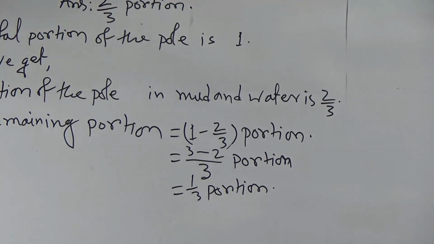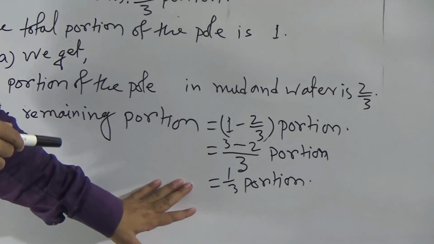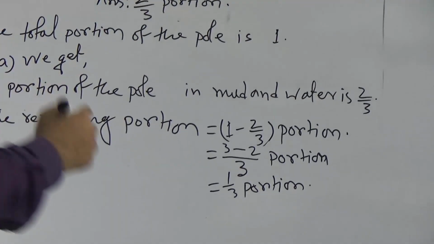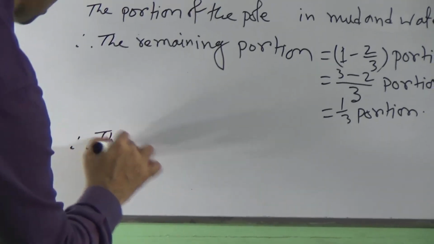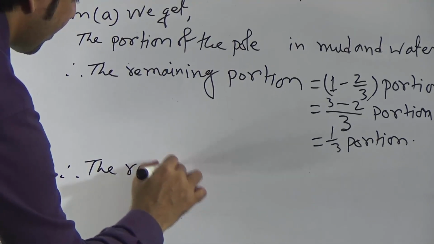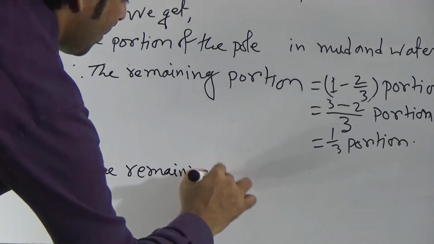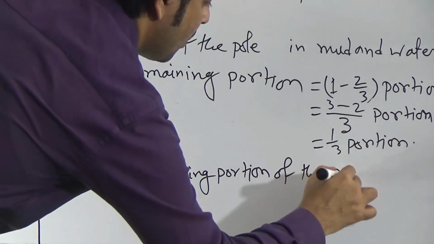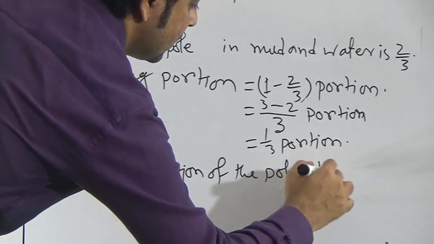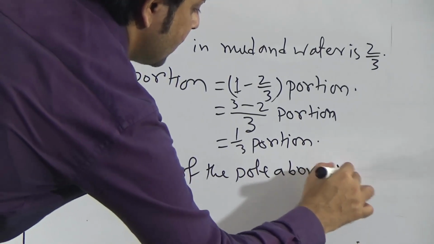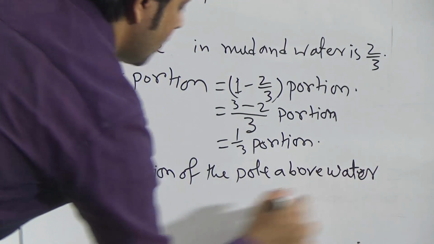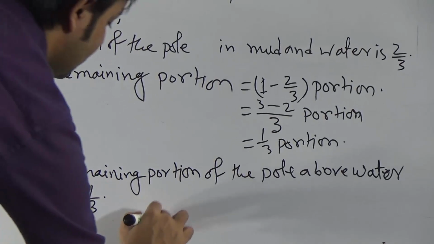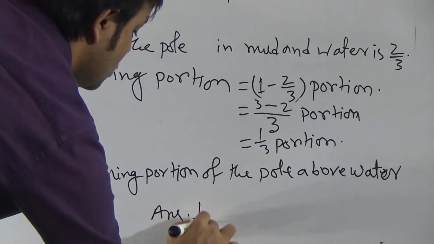Okay, dear students, this is the remaining portion of the pole. It means the portion of the pole above water. Therefore, the remaining portion of the pole above water is 1 by 3. So our required answer for question B is 1 by 3 portion.